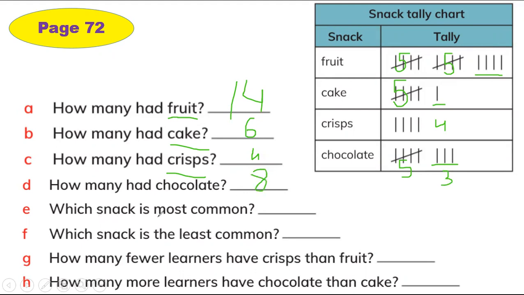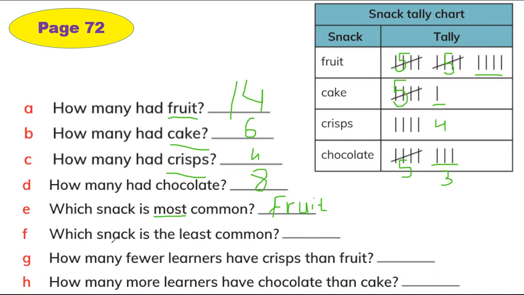Which snack is most common? Look at the 4 snacks. Most common means the snack people love the most in the tally bar. So I can see the fruit is the favourite snack for people. They like to eat more. So we will say the fruit.